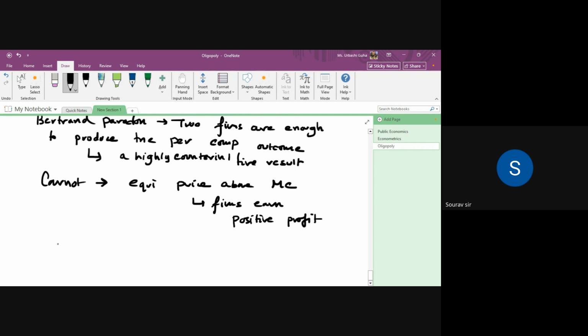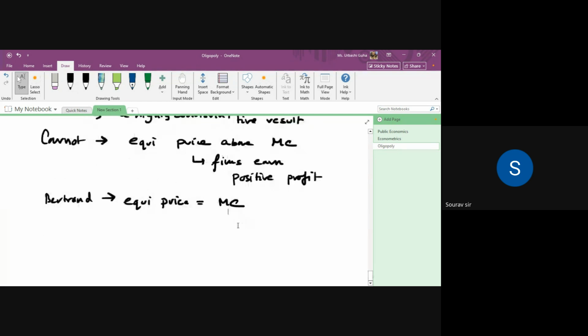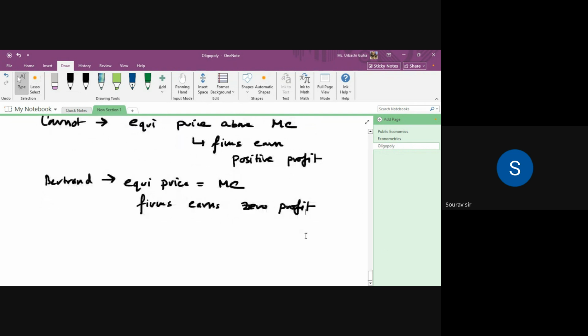And what about Bertrand? What did we do today? Equilibrium price is equal to marginal cost. Correct. So firms earn zero profit. Okay. So here, what we can understand is that competition is much fiercer when firms compete in price rather than quantity, which we studied today.